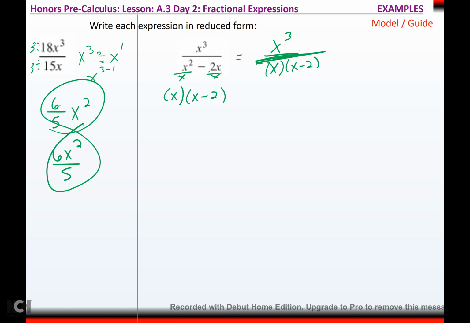Now, as far as canceling goes, like this x and this x couldn't cancel because he's a mono, he's a bino. But 3 of these x's can cancel out 1 of those x's. So one of these would get rid of one of these, which makes my answer x squared over x minus 2. Okay?